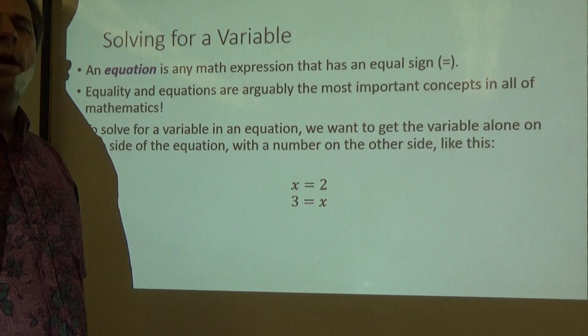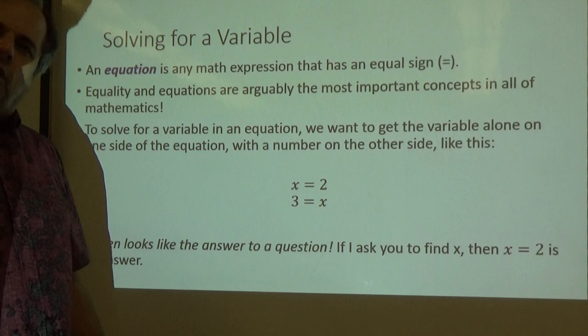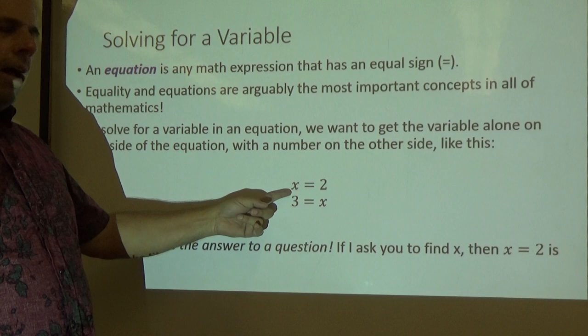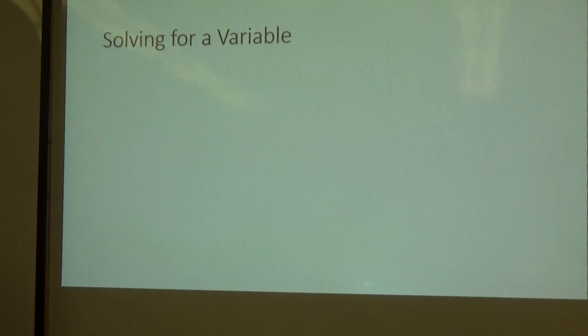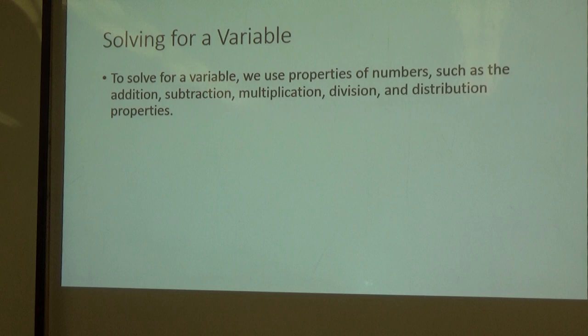This looks like the answer to a question, right? If I ask you, what is x? Well, x equals 2. That's the answer. So if you can get it to look like this, you found the answer, with a variable on one side of the equation and a number on the other. Then we use the properties of numbers, like addition, subtraction, multiplication, and division properties of equality, and the distribution properties.